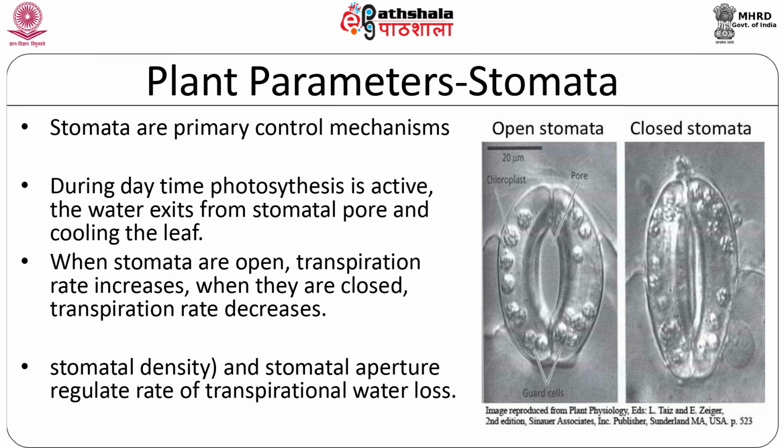Stomata play a critical role in transpiration. Stomata are the primary control mechanism that plants use to reduce water loss as well as to allow carbon dioxide entry to drive photosynthesis. During the daytime, photosynthesis is active. At the same time, water exits from the stomatal pores as it evaporates, cooling the leaf. When the stomata are open, the transpiration rate increases. When they are closed, the transpiration rate decreases. In most plants, stomatal density, the number of stomata per unit leaf area, and stomatal aperture, which is the opening and closing rate, regulate the rate of transpirational water loss.